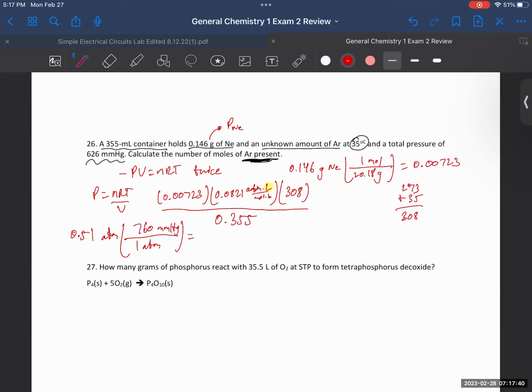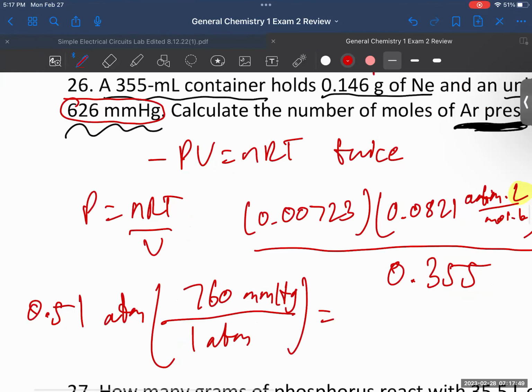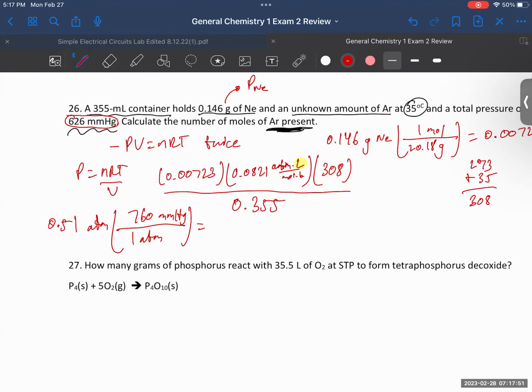Now, some of you might be asking, Rich, why did you convert to millimeters of mercury? Because I saw the millimeters of mercury over here. You could very well convert that number to atmospheres, but I didn't see that at the time. So I just went on my gut instinct and converted to millimeters of mercury. Of course, I'm gonna have to convert back, but we'll cross that bridge when we get to it.